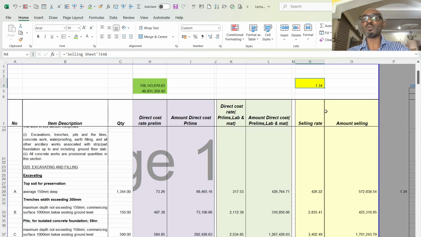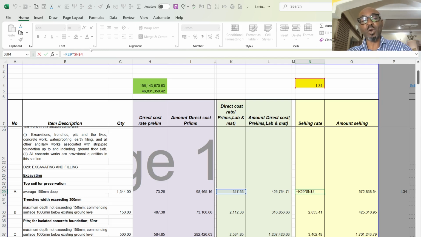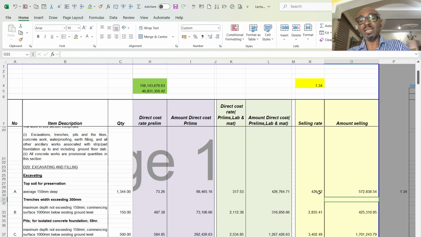And that brings us to how I got this 1.34. Because it is the 1.34 I multiply by the direct cost to give me this that I sold, that I will then multiply by the quantity to give me what I'm going to sell to the client. So how did I get this 34%?